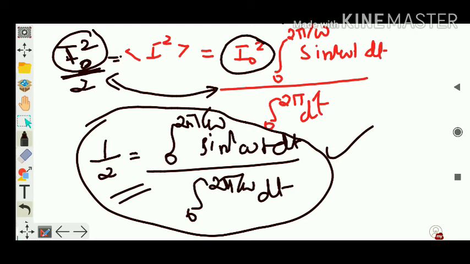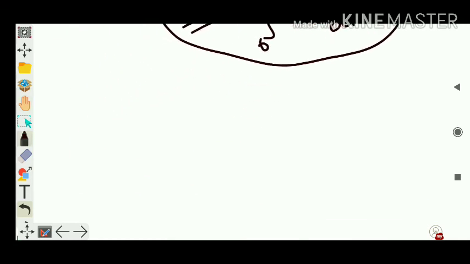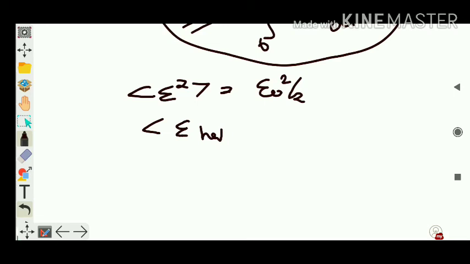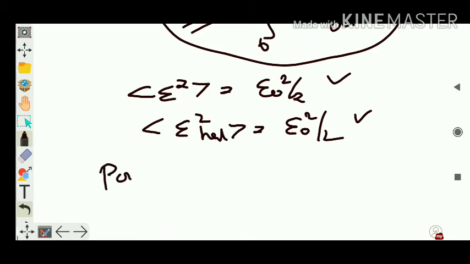Now similarly, if current can be written in this form, then for EMF also, the average of E squared for a full cycle will be E naught squared by 2, just like I naught squared by 2. Similarly, for half cycle also, it will be E naught squared by 2. Keep that in mind. Since current and EMF are both functions of time, power will also be a function of time. Very important criteria: as the current and voltage change with time, power also changes with time.